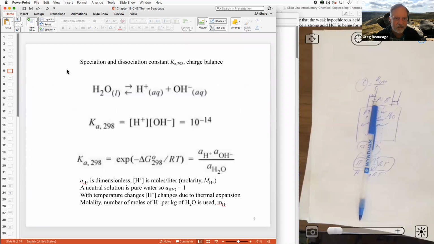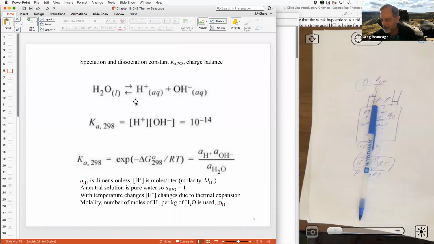All right, so you can write a reaction for water, right? Water will dissociate into protons and hydroxyls. And then this constant is like an activity constant. Since this is liquid, the activity is 1, so that isn't used in this equation. So it's just going to be the proton concentration times the hydroxyl concentration, and this constant is 10 to the minus 14. So if these are equal, then each of these is 10 to the minus 7.